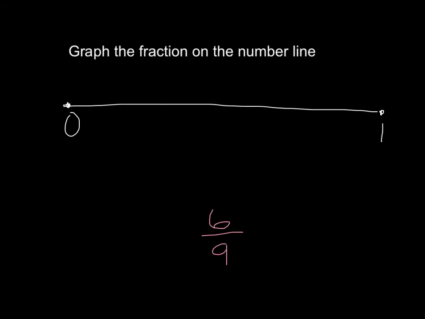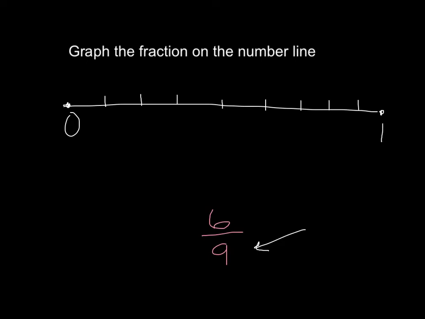Same type of problem. I'm looking at the denominator. I'm going to create 9 equal sections. 1, 2, 3, 4, 5, 6, 7, 8. Notice, even though I'm writing 8 lines, I'm starting from this first point of 0, so if you were to count those, I have 9 different sections.